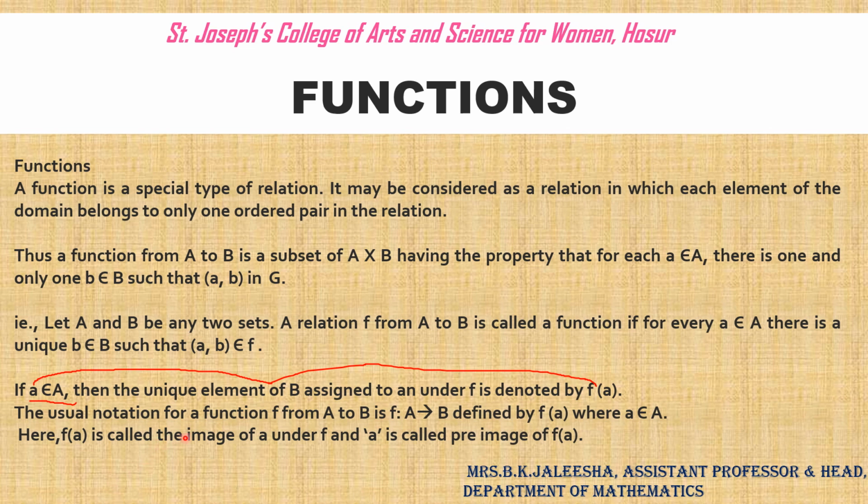The usual notation for a function f from A to B is f colon A tends to B, defined by f of a, where a will be from capital A. Here f of a is called the image under the function f, and a is called the pre-image. I'll explain that in the upcoming slide.